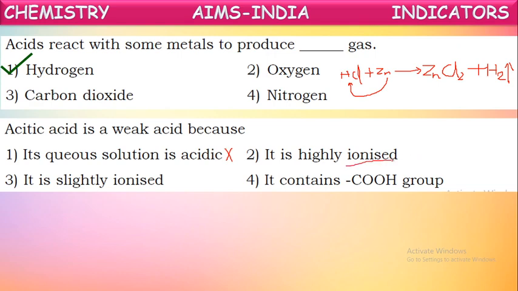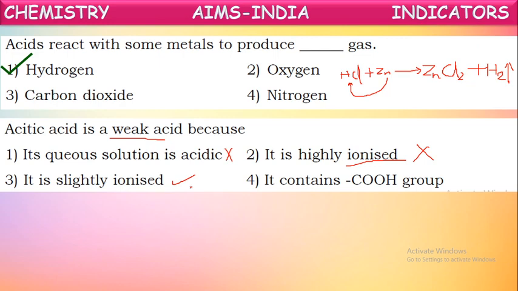See, it is highly ionized. What is the meaning of ionized here? Splitting into respective ions and producing H plus ions. If it is highly ionized, that means it is producing a large amount of H plus ions, then it is called a strong acid, not a weak acid. But it is called a weak acid here because it is slightly ionized.